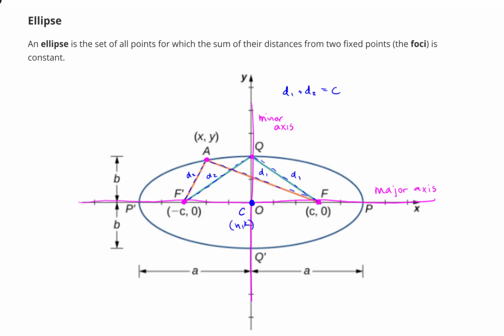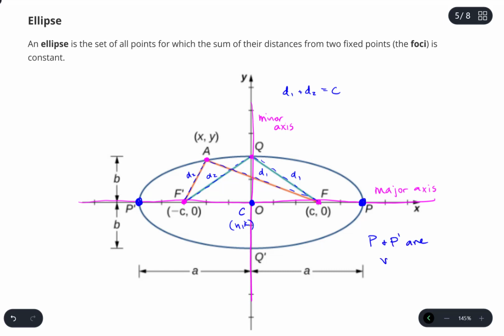Now, one thing that is useful, we have two vertices in an ellipse, labeled point P and P prime here. These are the vertices. It's tempting to call Q and Q prime vertices as well, but by definition, they're really not vertices. I've even seen textbooks violate that and call them vertices, but you only have vertices along the major axis.